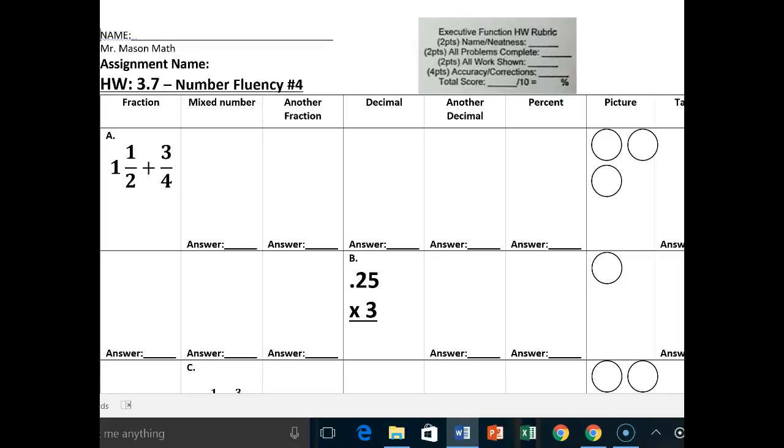So I'm going to help you out with homework 3.7, number fluency number 4. It's a little bit different because you actually have to do some math ahead of time to figure out what number I'm trying to tell you. So let's look at row A.